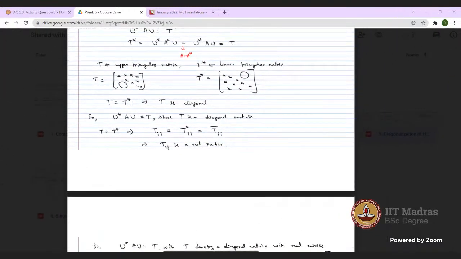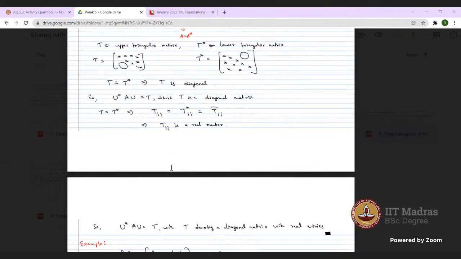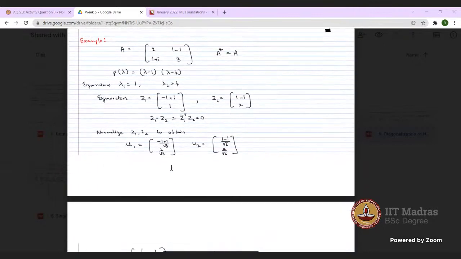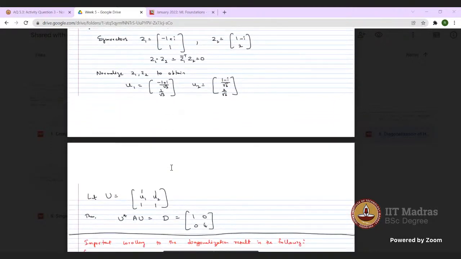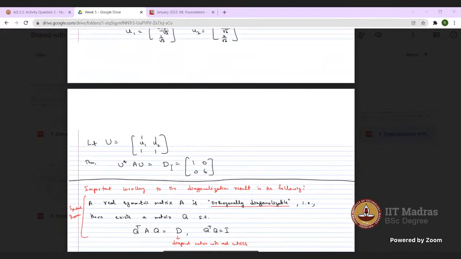Since T equals T star, this also means that the diagonal elements are real. This part we have been discussing from the first lecture. When T equals T star, the diagonal elements of the matrix should be real. This is an example of that.